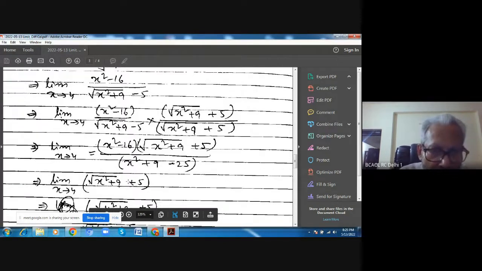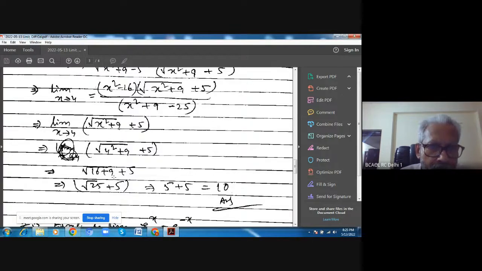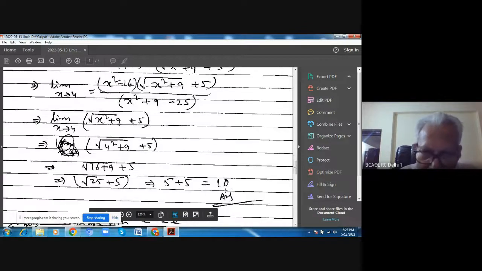Okay. So finally, after the calculation, now it is 16 and 9, or it is x square. So now you have to put the value of x as 4. Now the limit is cancelled. No need to write the limit once you have put the value. So finally you have to get 5 plus 10. Answer is 10.